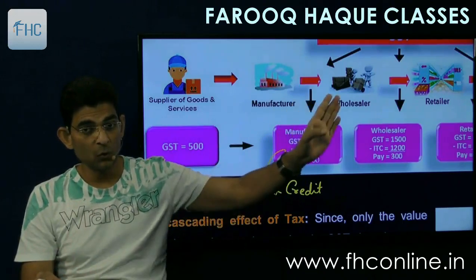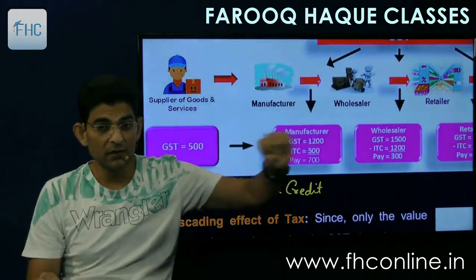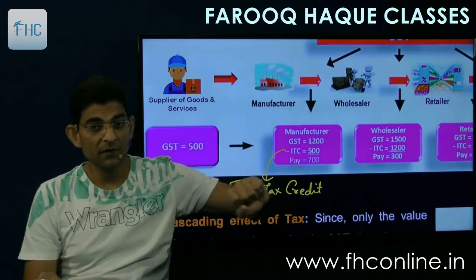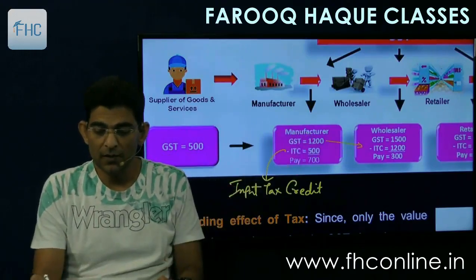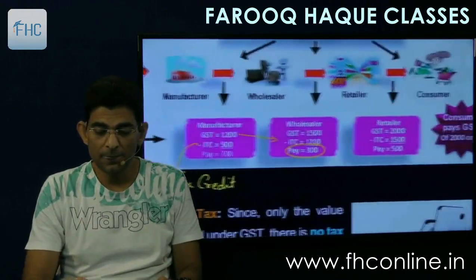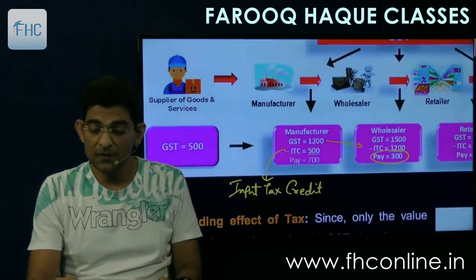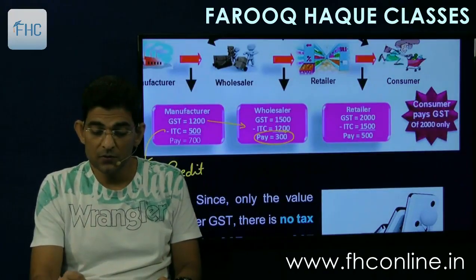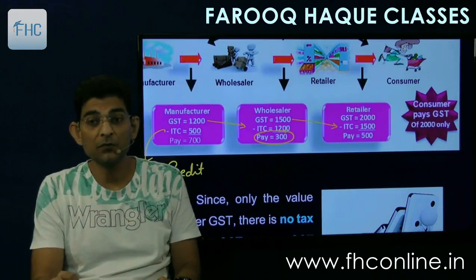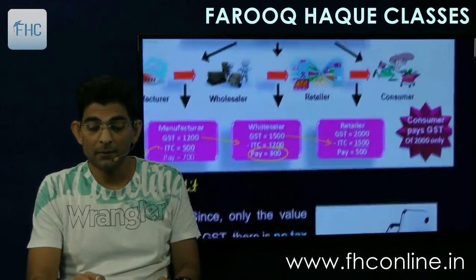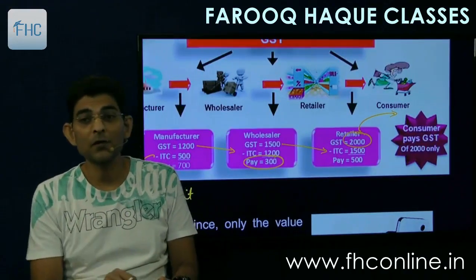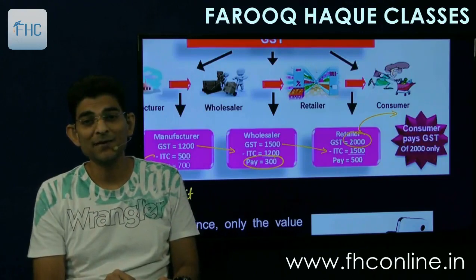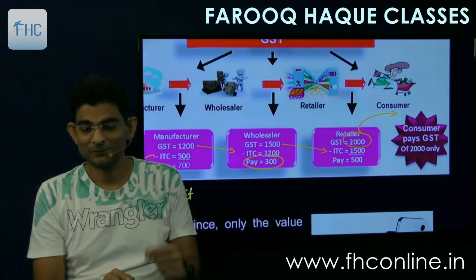Then he sells the goods to a wholesaler. The wholesaler then sells it to a retailer. So he will charge GST of say 1500 and set off this 1200. So this 1200 will get set off here, and he'll pay 300. Similarly, the next person then sells it at 2000. So this 1500 will be allowed as set off here, and he will pay the difference of 500. And ultimately, this 2000 rupees burden will fall upon the consumer, the end consumer.